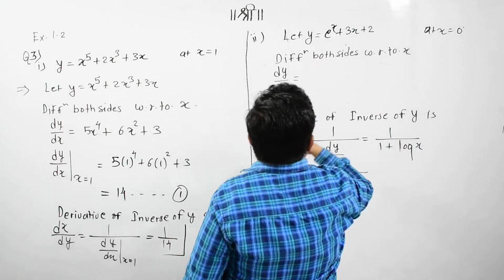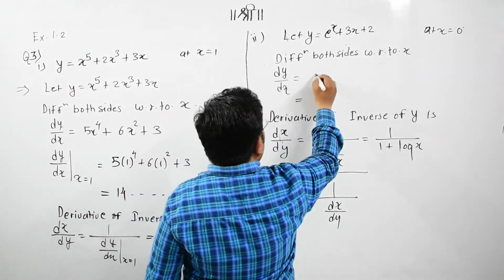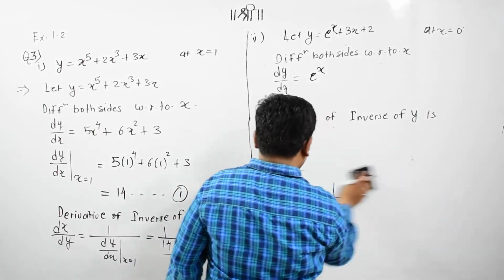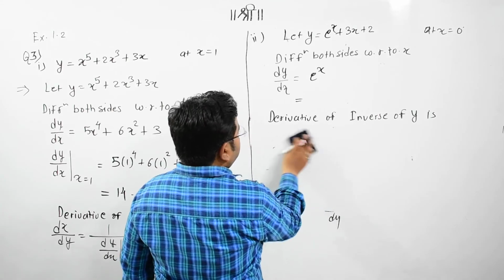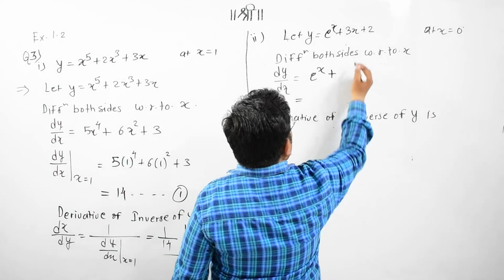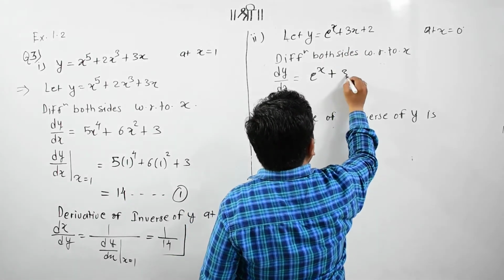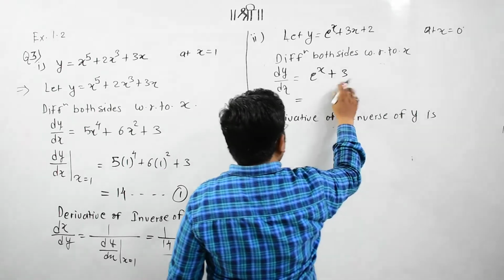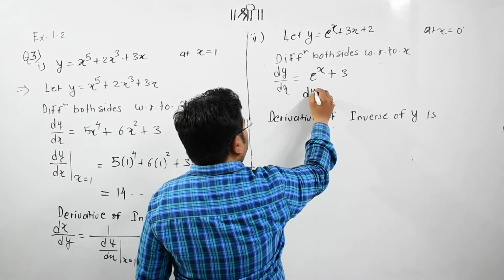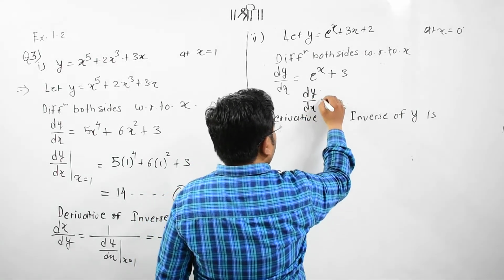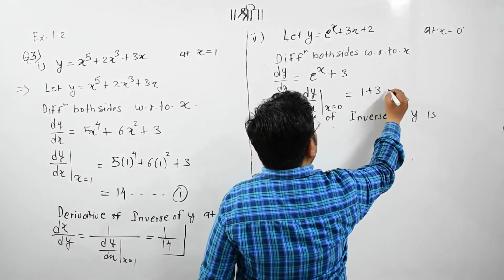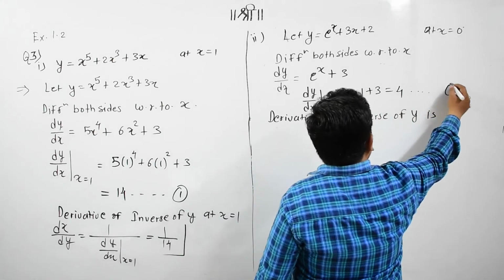So, differentiating both sides with respect to x, what will you get? e raised to x as it is. Okay, I need to erase this also. So e raised to x as it is plus 3x. What is the derivative of 3x? It will be 3, and the derivative of 2 will be 0. So this is the final dy upon dx after differentiation. Now, dy upon dx when x is equal to 0 is equal to how much? 1 plus 3, which is equal to 4. This is equation number 1.